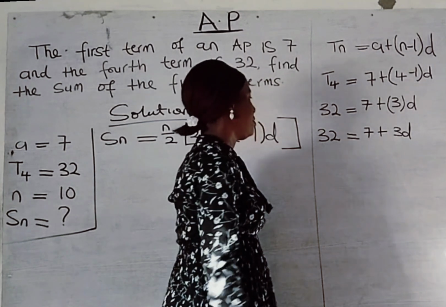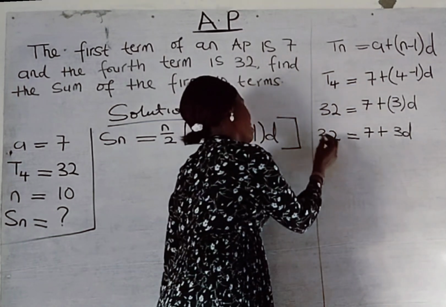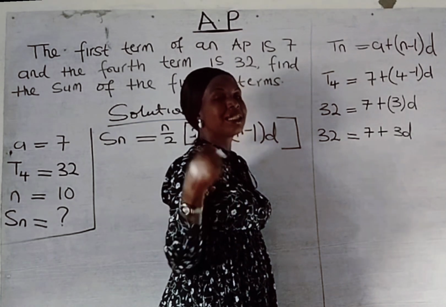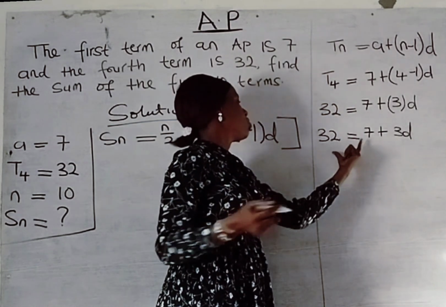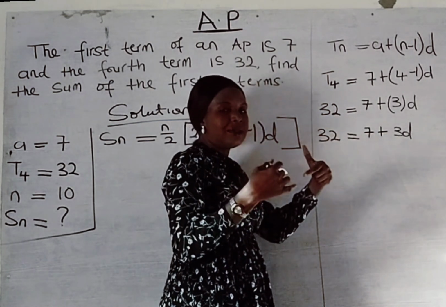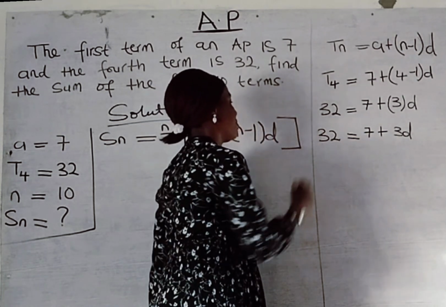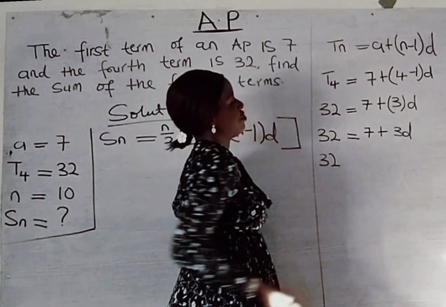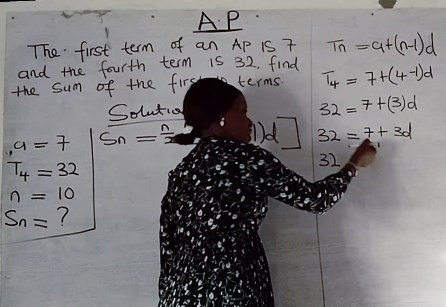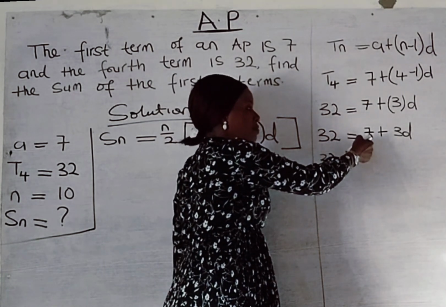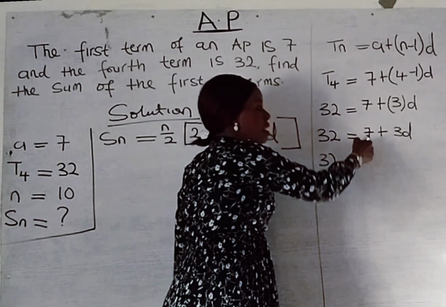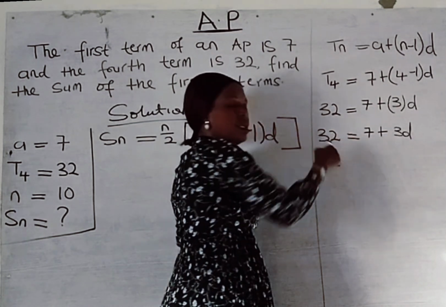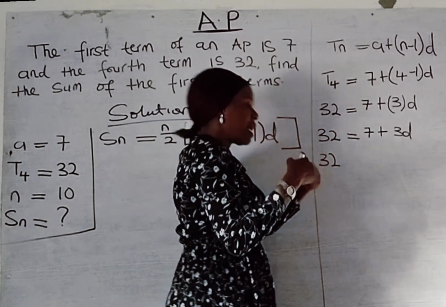I still continue. I'm rounding off now. I write down the 32. I'll collect like terms. These two, 32 and 7, are like terms because 32 and 7 do not have d. This number has d, but these two do not have d. So I'll collect the two of them together, they are like terms.